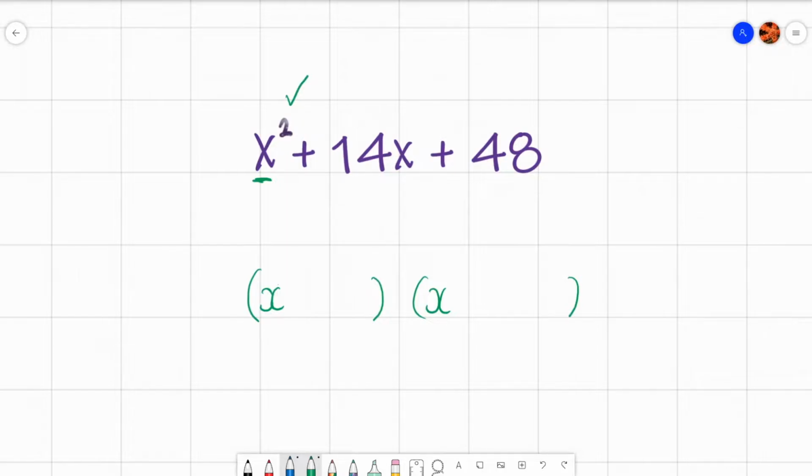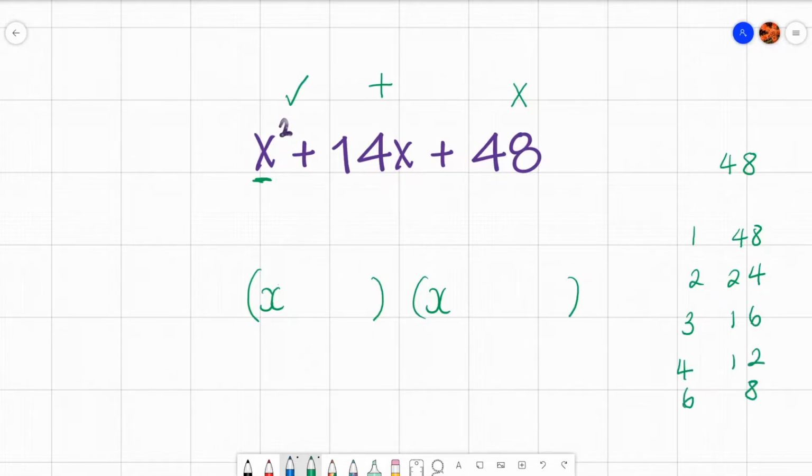So we need two numbers that times together to make 48. But when we add those numbers together, we end up with 14x. So let's have a look at the pairs of numbers that times to make 48. We've got 1 and 48, because 1 times 48 is 48. 2 times 24. 3 times 16. 4 times 12. And 6 times 8.